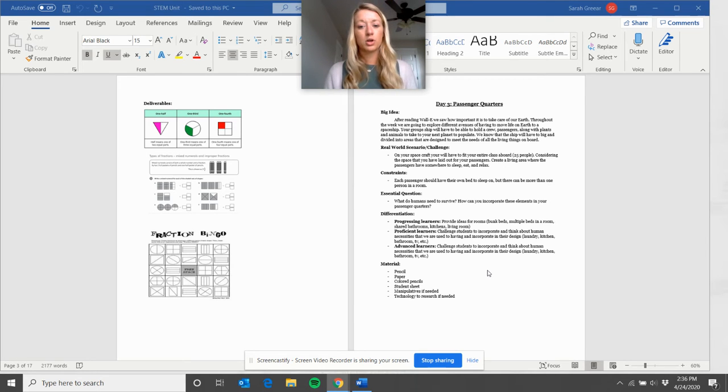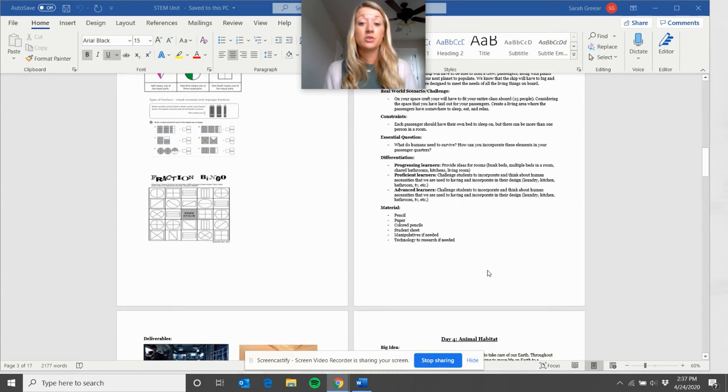So for your lower students, you can give them ideas for rooms. Like, do you want them to have bunk beds? Will they share bathrooms? Will there be kitchens? Will there be living rooms? For your proficient and advanced learners, challenge them to think about what humans consider necessities. Do you think that they need a laundry room? Do you think that they need TVs or electronics? Challenge them to think how they can incorporate that into their design.